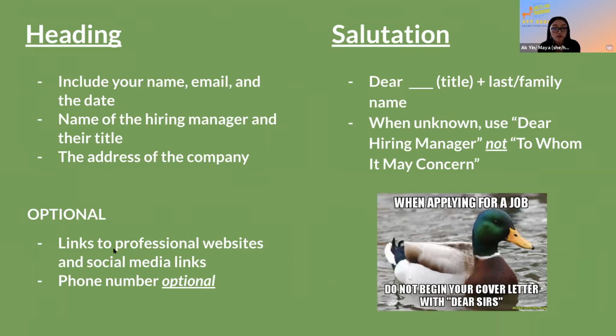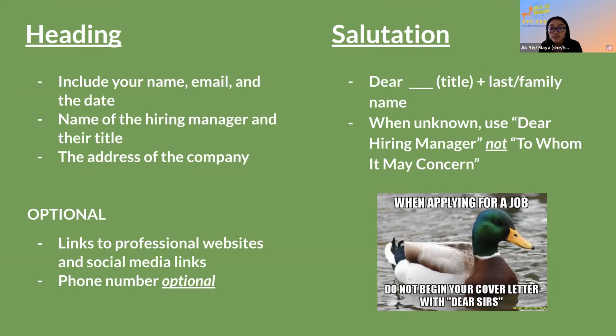And it's optional, but you could put links to professional websites. Again, it depends on what field you're in. If you're in the art or you're submitting your portfolio, a link to your professional website is a great way to do so. Also, a phone number is great. It's optional, but definitely if you want to, or if it's appropriate, please put your phone number, as it's a great way for them to contact you.